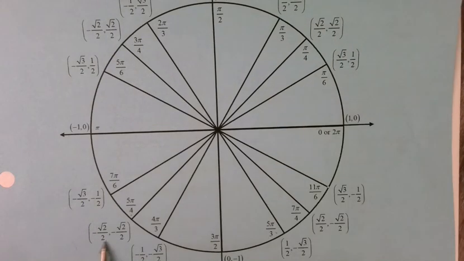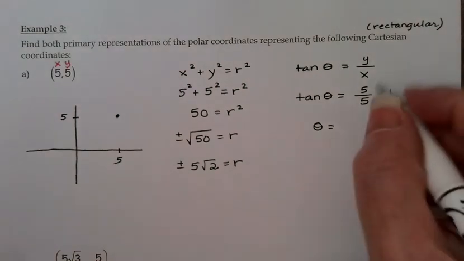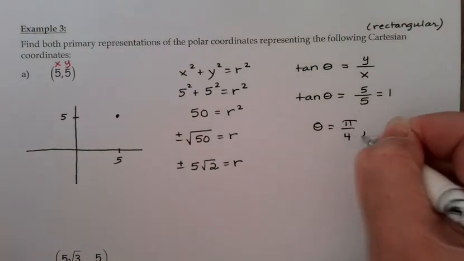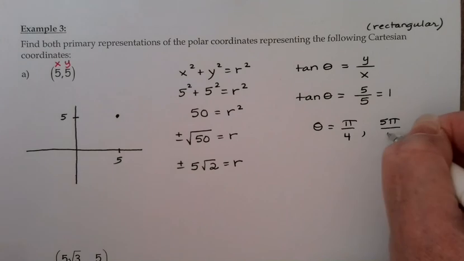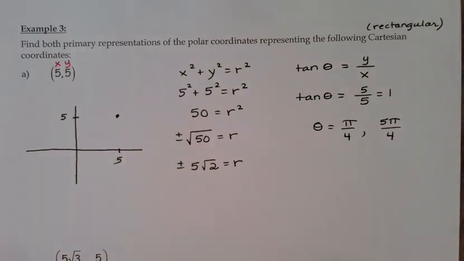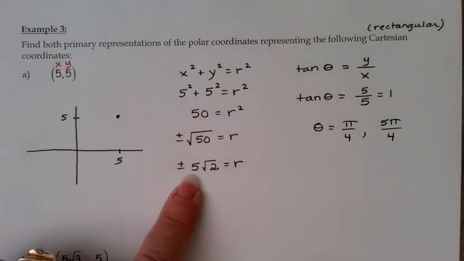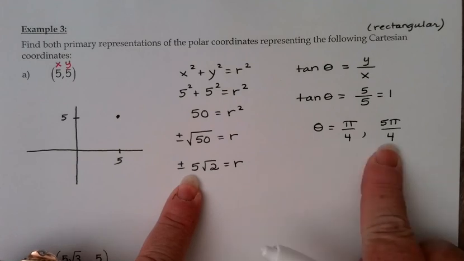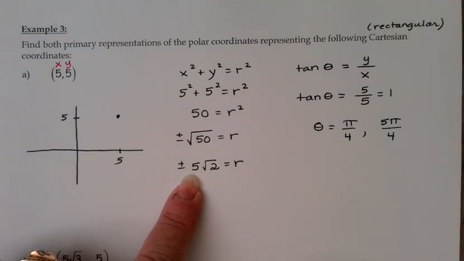And it happens again down here, right? Negative square root 2 over 2 divided by itself would also be 1, down here at 5 pi over 4. So we got theta equals pi fourths or 5 pi fourths. Keeps my theta between 0 and 2 pi, so those will be the two answers that we'll give. Now it's just a matter of matching them up. The positive r goes with which theta, and the negative r goes with which theta.